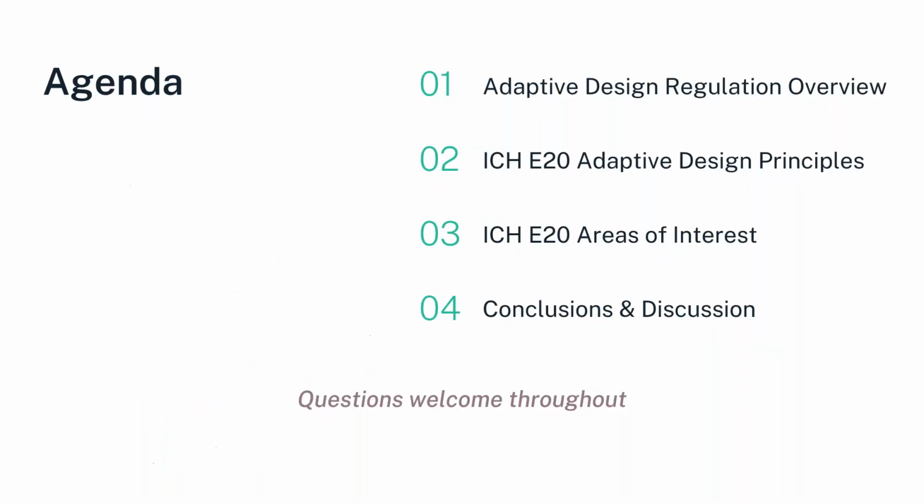In terms of our agenda, we're going to first provide an overview of what adaptive designs are, and then the regulatory context that existed up to now, and then an overview of the introductory section of ICH E20. And then we'll get into the meat of ICH E20, which is design principles and the areas of interest, which would include specific adaptive designs that are covered, and also some special topics such as Bayesian adaptive designs or time to event survival adaptive designs. As mentioned, conclusions and discussions at the end if time allows.